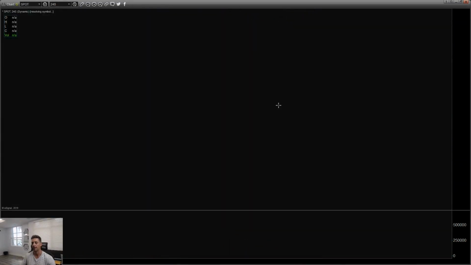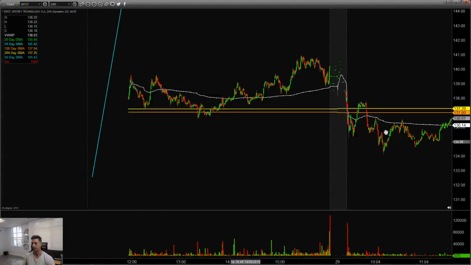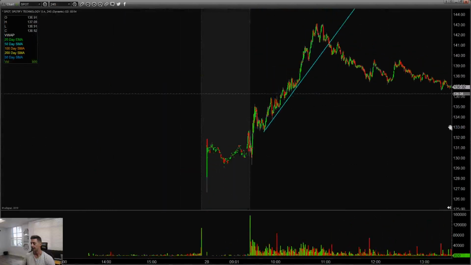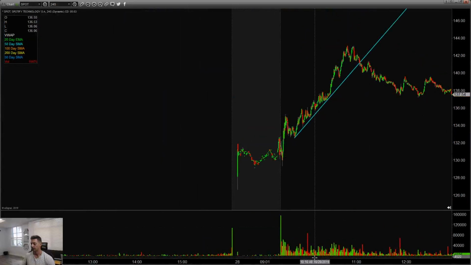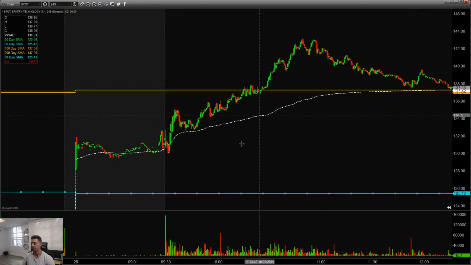Let's take a look at SPOT, S-P-O-T. Another good example here. We'll talk about some trend lines on this one. You can see that I had it drawn on this trade as well. We'll go ahead and remove that and start over so you can see how I drew this.